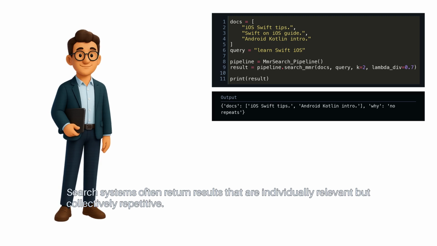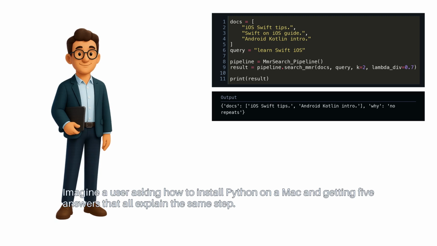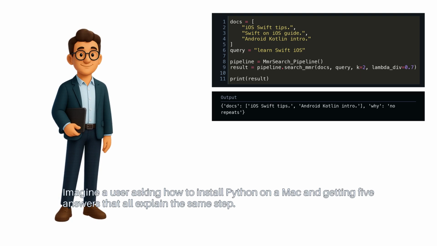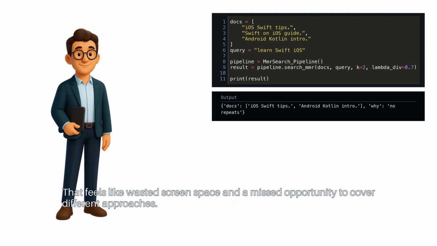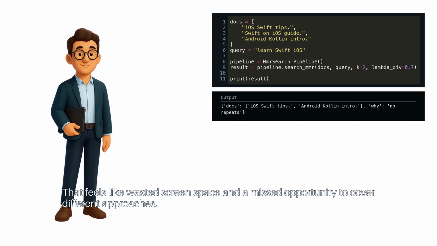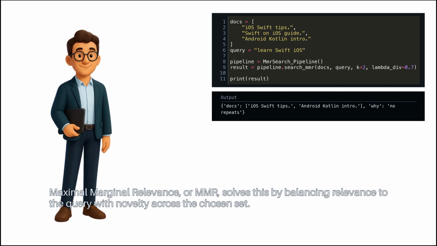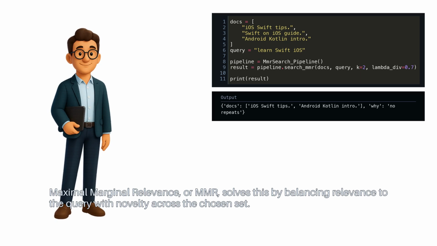Search systems often return results that are individually relevant, but collectively repetitive. Imagine a user asking how to install Python on a Mac and getting 5 answers that all explain the same step. That feels like wasted screen space and a missed opportunity to cover different approaches. Maximal Marginal Relevance, or MMR, solves this by balancing relevance to the query with novelty across the chosen set.